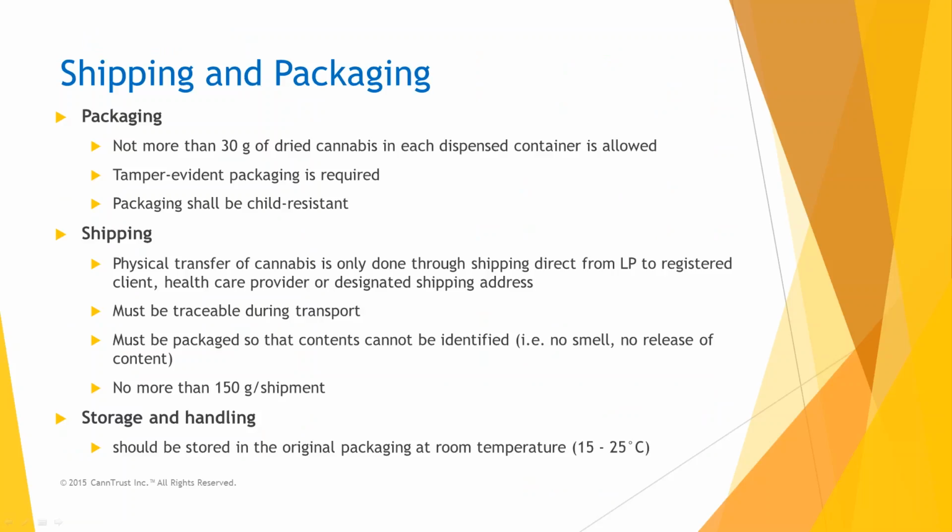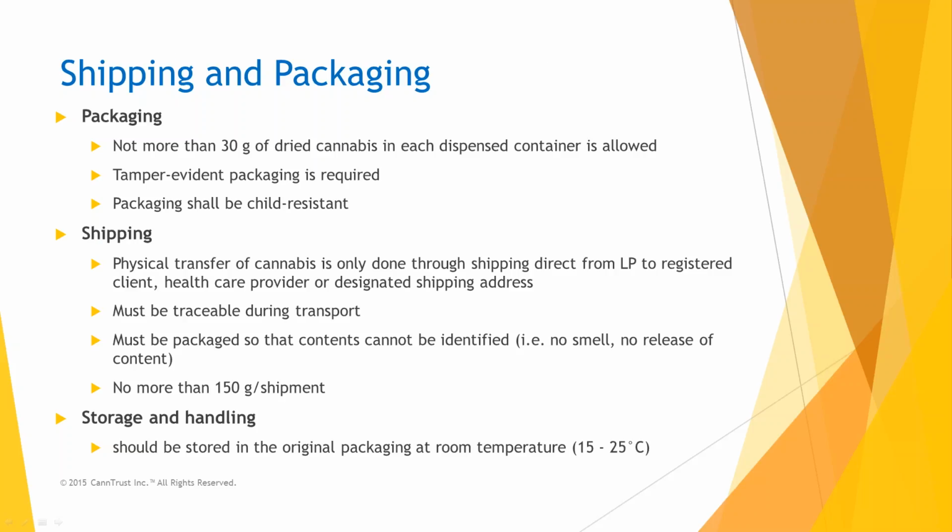So how is the product shipped to the patient? The packaging cannot be more than 30 grams of dried cannabis in each dispensed container. It has to be tamper-evident packaging and it has to be child-resistant. It has to be securely shipped to the patient directly from the licensed producers. It should be traceable during transport. And the patient cannot receive in one shipment 30 times their daily usage of prescribed medical cannabis, or 150 grams, whichever is less. And the cannabis should be stored in the original packaging at room temperature while not being used.